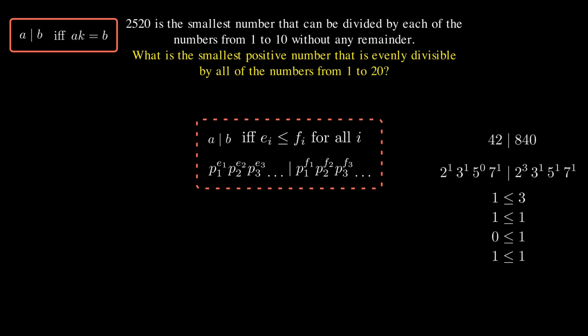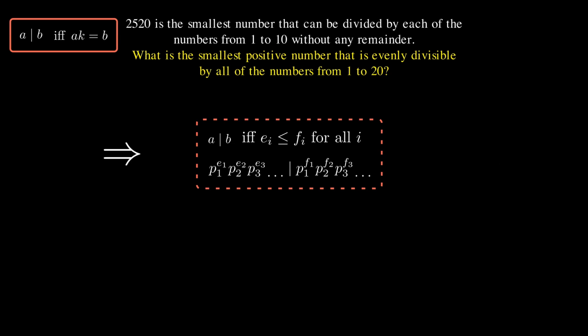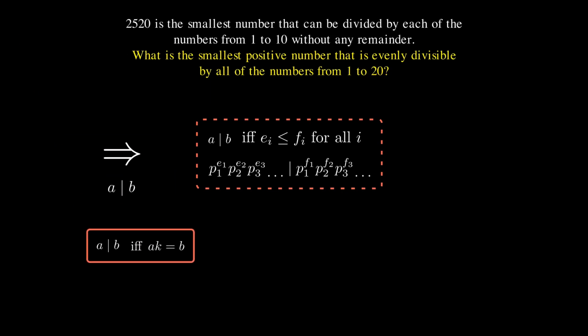Now I'm claiming this, so we need to prove it. In order to prove an if and only if, we need to prove both directions. So first, let's assume that A divides B. What do we know if A divides B? Well, we know we have this equation, AK equals B. I'll write it backwards this time, though.